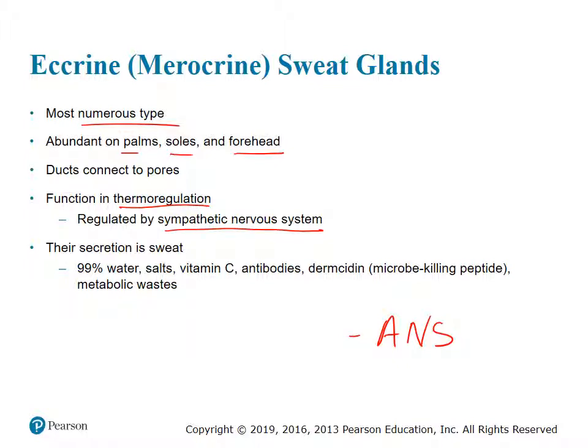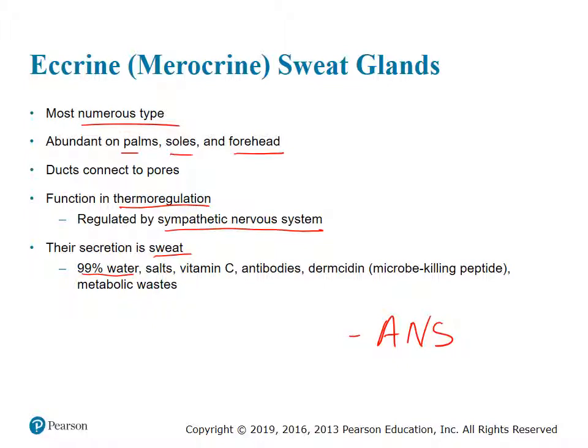So that's the condition of that, so it's on autopilot, but sometimes it can be overridden by, for example, emotions. When people get nervous or scared, that can stimulate the autonomic nervous system to stimulate those glands to secrete a lot of sweat. That's why when somebody's really nervous, let's say they get up and want to speak in front of people, almost always they've got that fear, that anxiety, and they start sweating. That's part of that response. So sometimes emotions and stuff like that can override these areas.